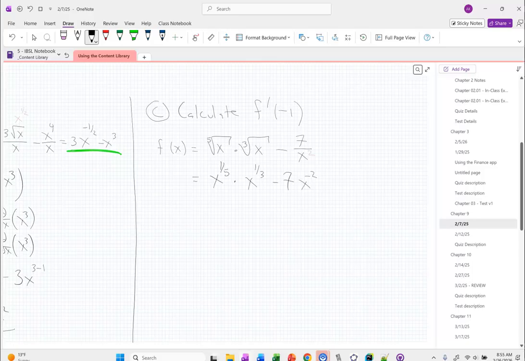Okay. How do I multiply two things with the same base but different exponents? Add the exponents. To add 1/5 and 1/3, what do I need? Common denominator. What would the common denominator be? So I get 8/15. Everybody trust me on that?